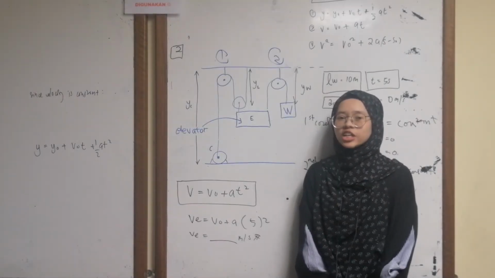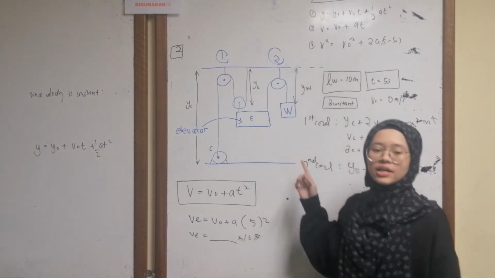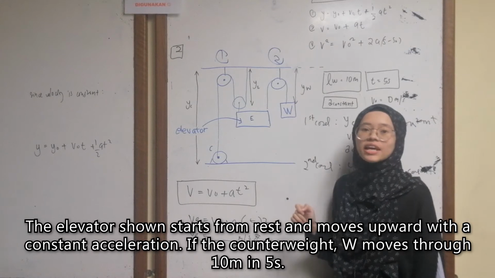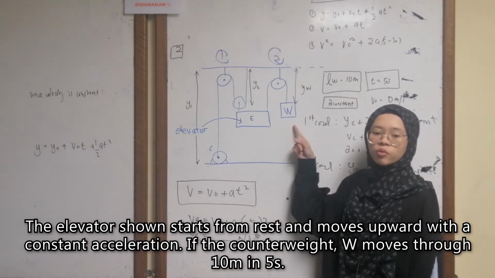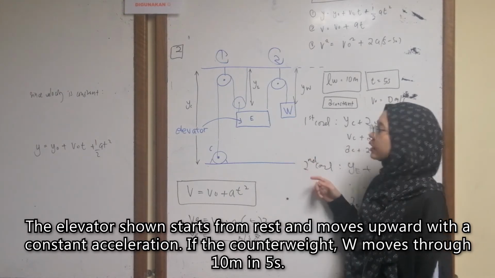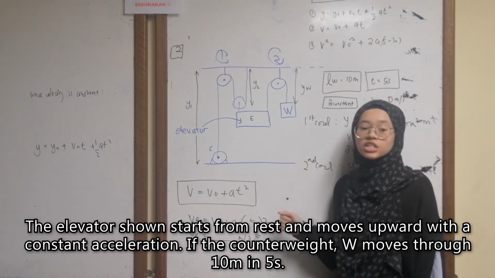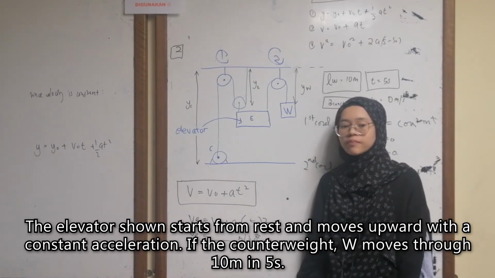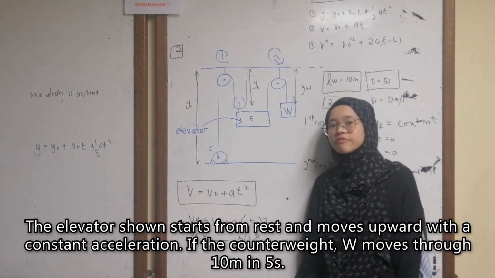Problem identification. Problem number 2. The elevator shown starts from rest and moves upward with constant acceleration. If the counterweight W moves through 10 meters in 5 seconds, determine first, the acceleration of the elevator and the cable C, and second, the velocity of the elevator after 5 seconds.